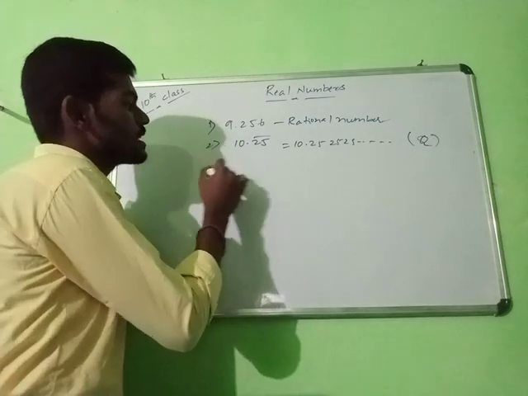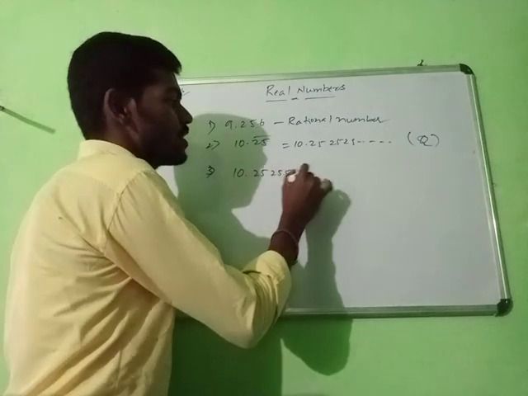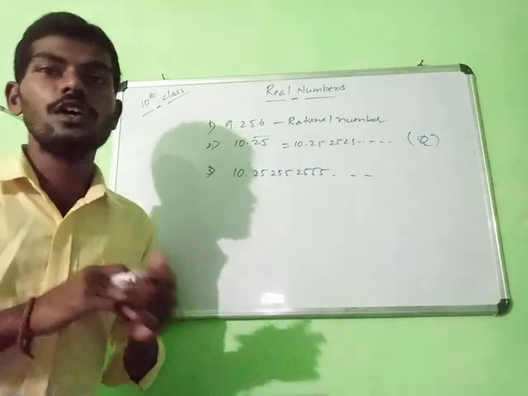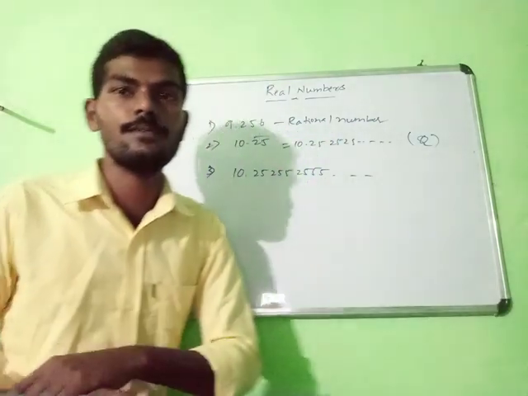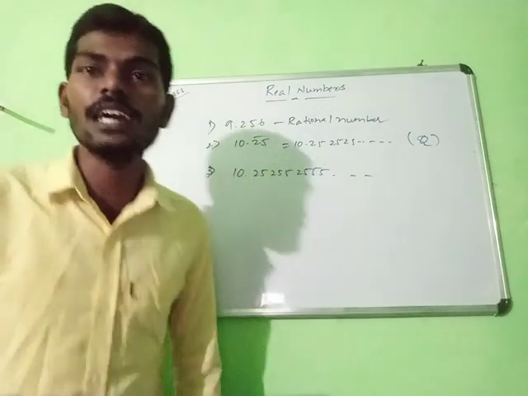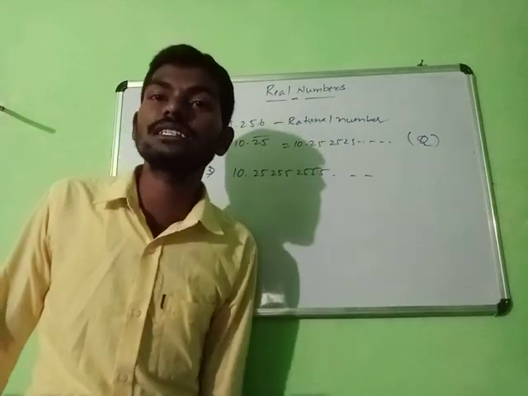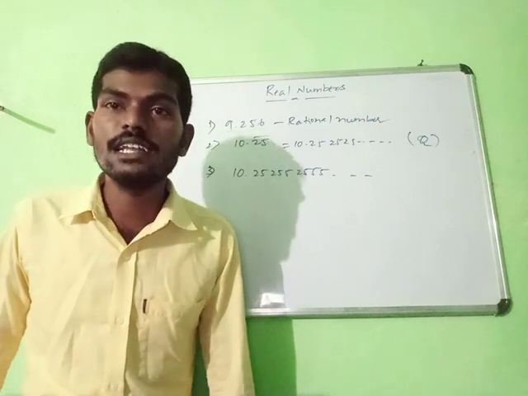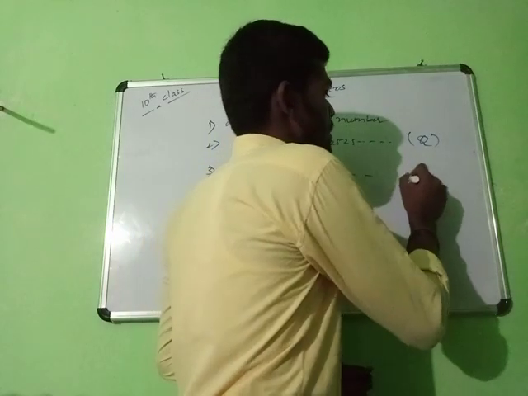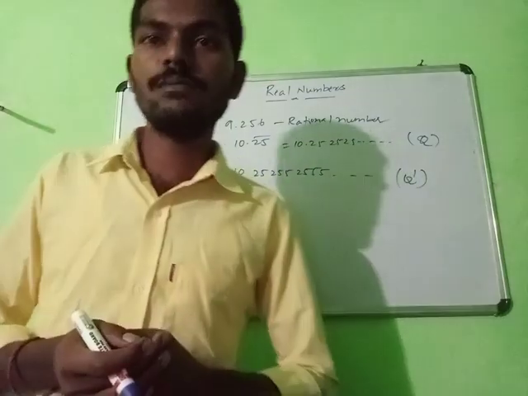For the third example, take 10.25, 255, 2555 and so on. 25 is there, then again 5 is there, and again 5 is there. Like this, in such decimal numbers the same digits are not repeating again and again, and there are infinitely many digits, which means it is always irrational. This is always Q dash. Q dash means irrational numbers.